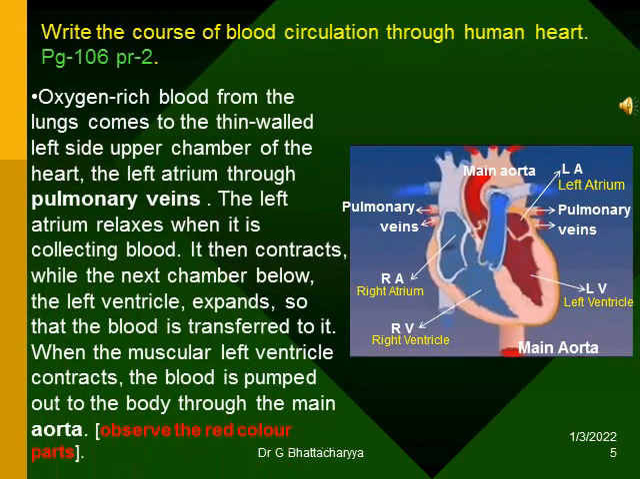Oxygen-rich blood from the lungs comes to the thin-walled left side upper chamber of the heart, the left atrium, through pulmonary veins. The left atrium relaxes when it is collecting blood. It then contracts while the next chamber below, the left ventricle, expands so that the blood is transferred to it. When the muscular left ventricle contracts, the blood is pumped out to the body through the main aorta. Observe the red color parts.